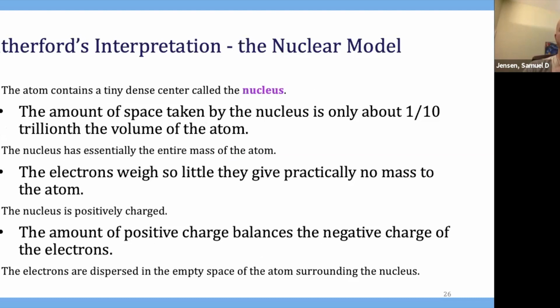So we have some interpretations from his results. Okay, so this obviously changed the diagram of how the atom was seen, that there was a nucleus, okay, that brought a dense center, something that would have enough mass to reflect an alpha particle, right?